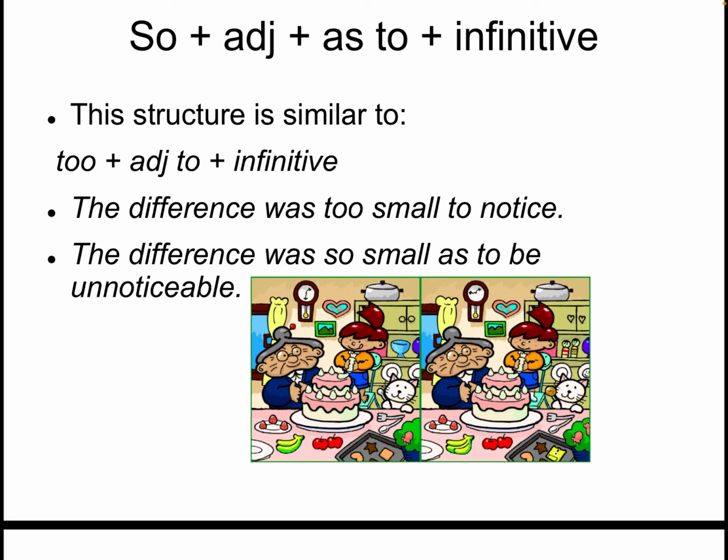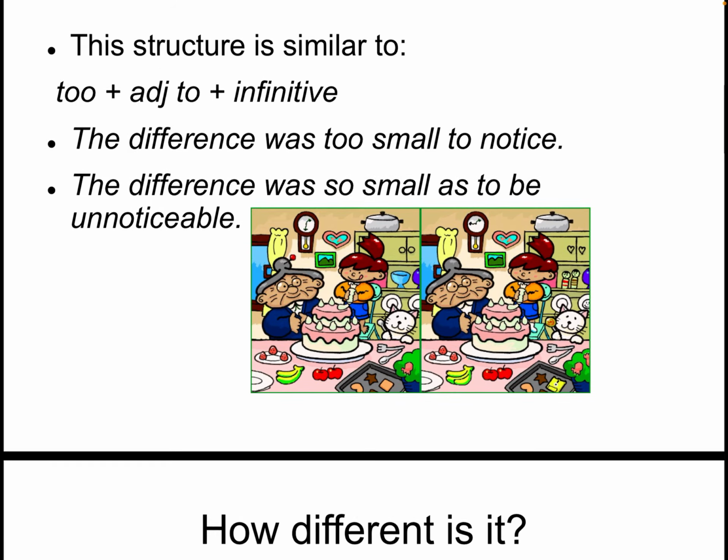So here we have to take the opposite. It was so small and the result unnoticeable. The difference was so small as to be unnoticeable. So it's like so small equals unnoticeable. That's kind of the effect of the structure.